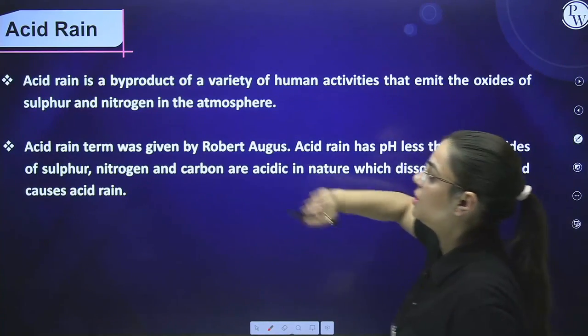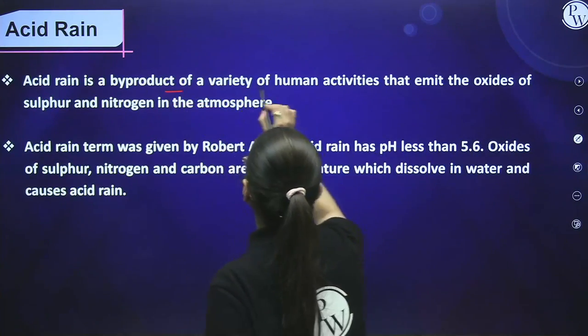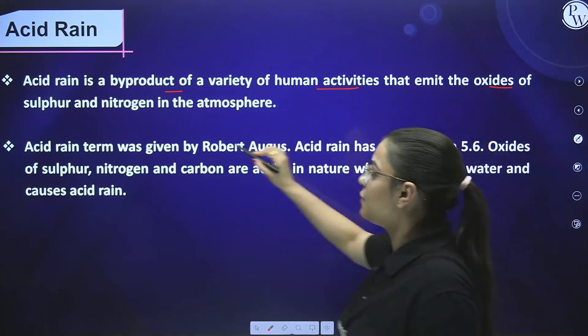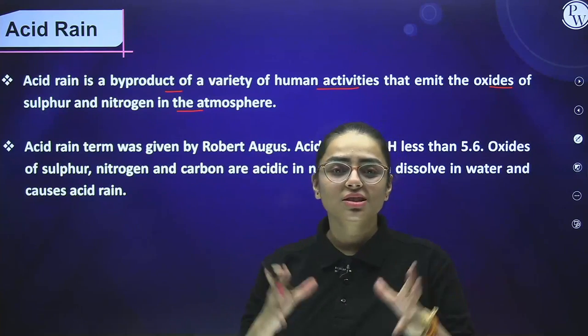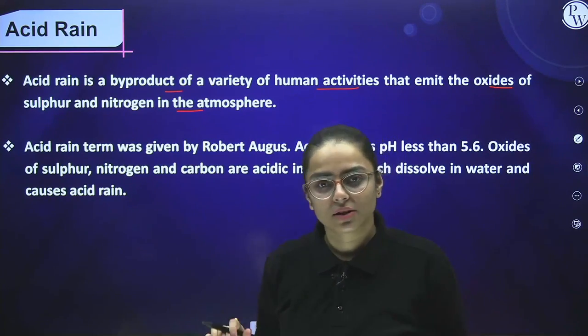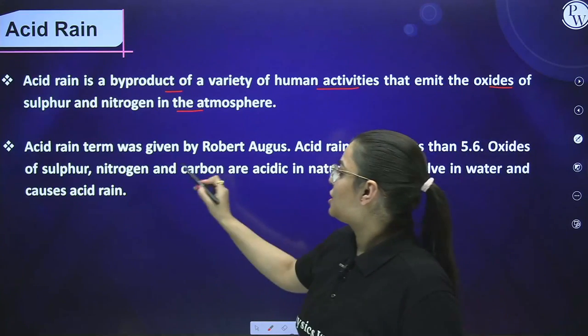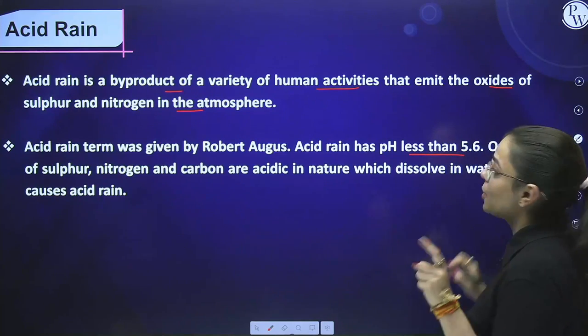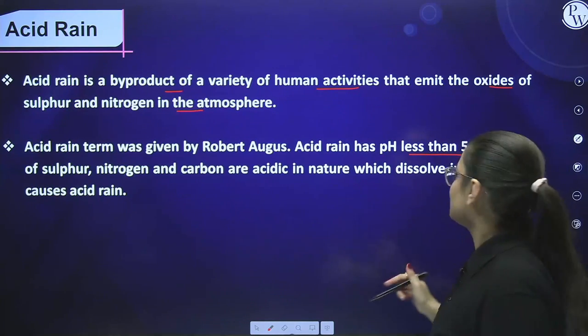Let us read over here. Acid rain is a byproduct of a variety of human activities that emit the oxides of sulfur and nitrogen in the atmosphere, because it is basically caused due to the industrial waste. So humans are responsible for that, right? Okay. The term acid rain was given by Robert Angus Smith. Acid rain has pH less than 5.6. It's quite an interesting fact, right?